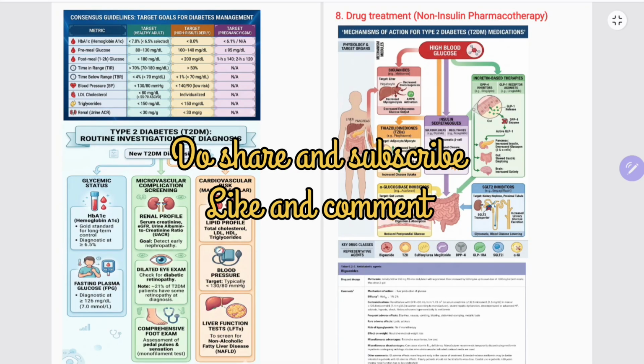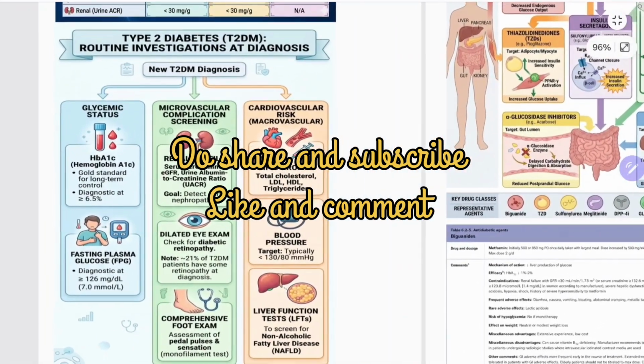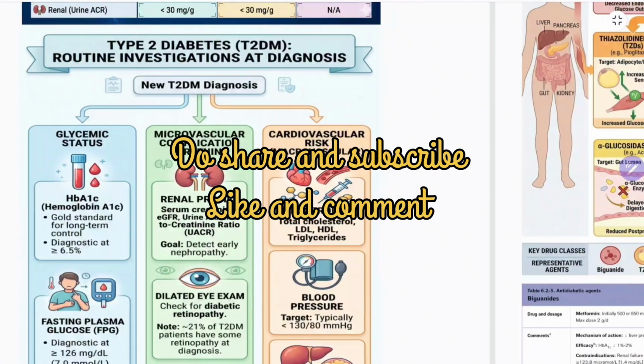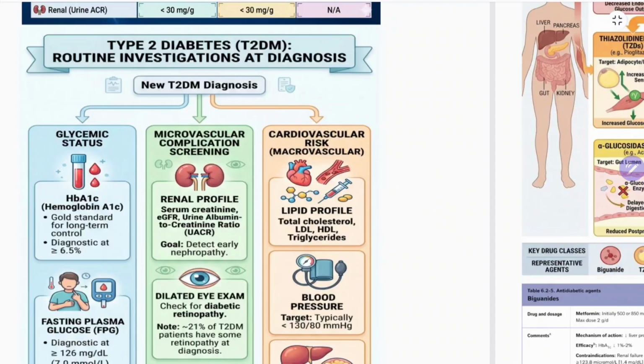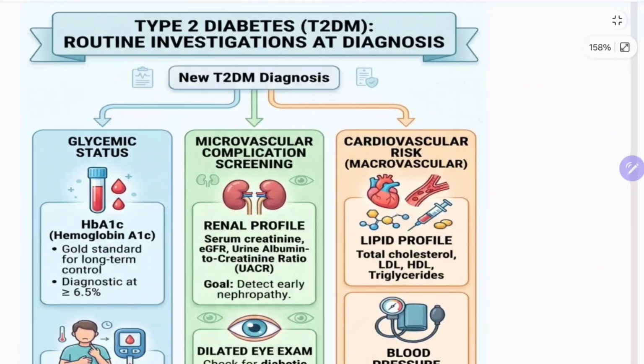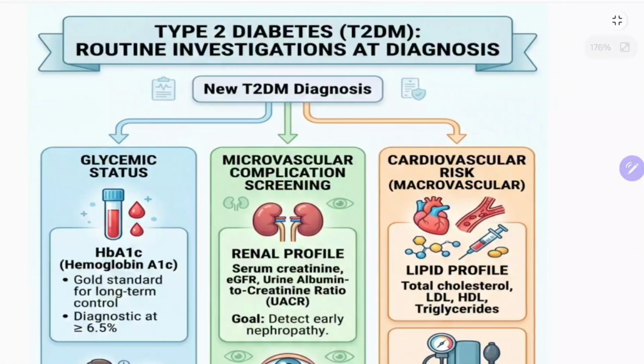So let's move on forwards. Having diagnosed a patient with diabetes and having known the pharmacological framework for a patient with type 2 diabetes mellitus, we should know about the routine investigations which are done at the time of diagnosis of type 2 diabetes mellitus. So let's look at that. So routine investigations for a newly diagnosed patient with type 2 diabetes mellitus.